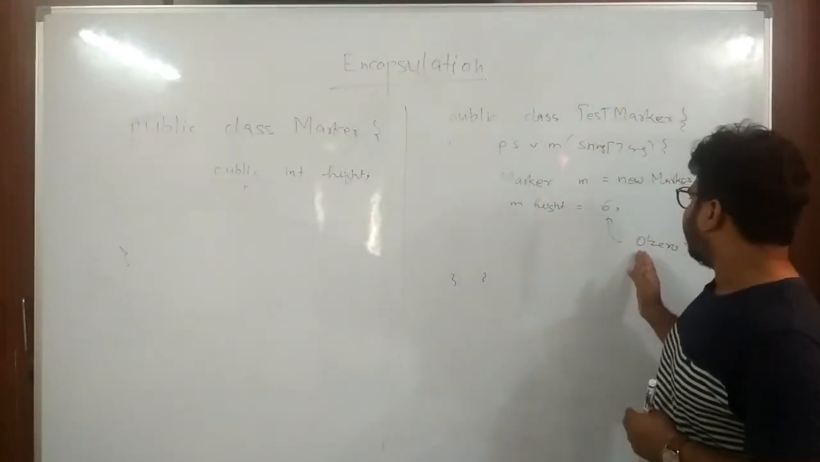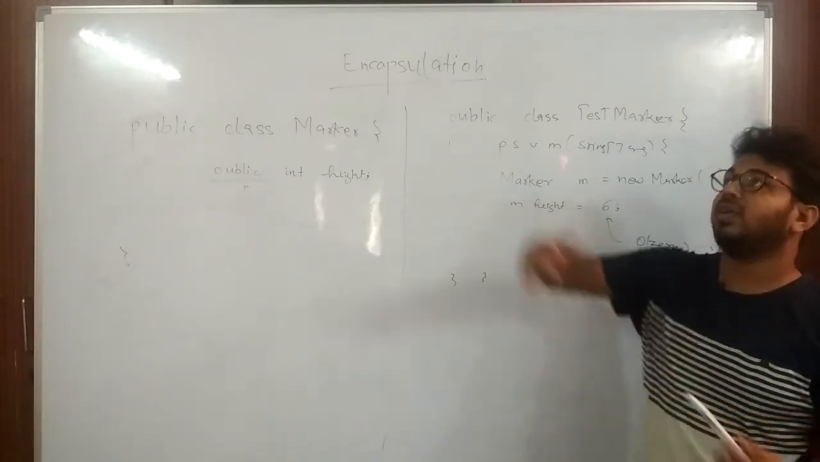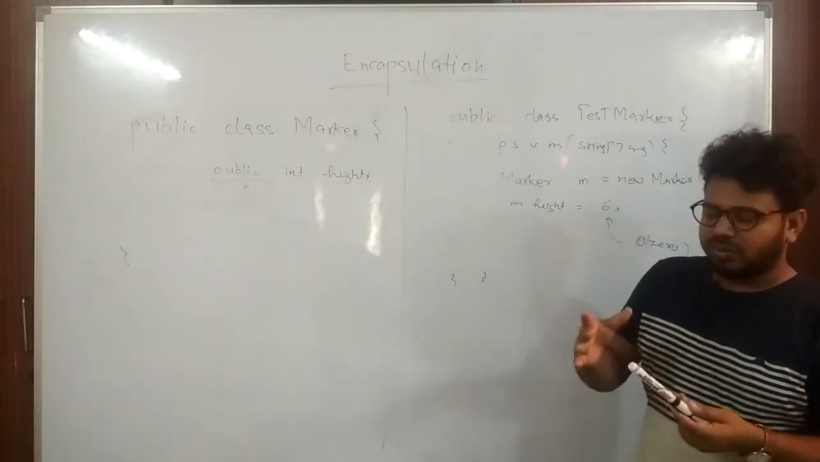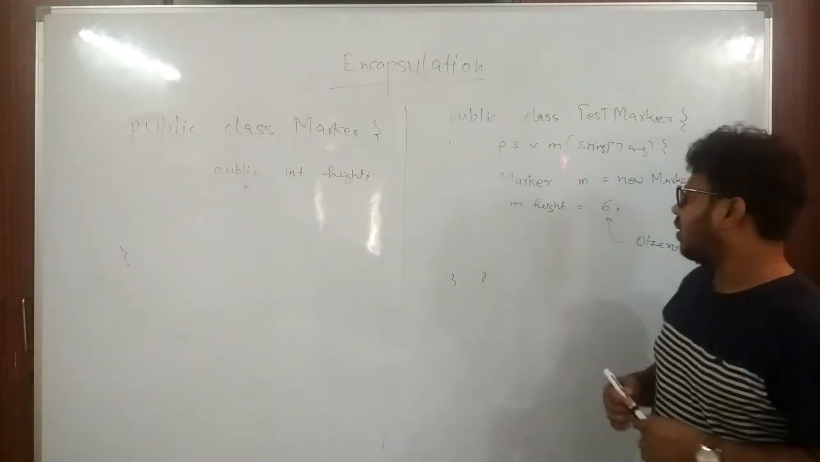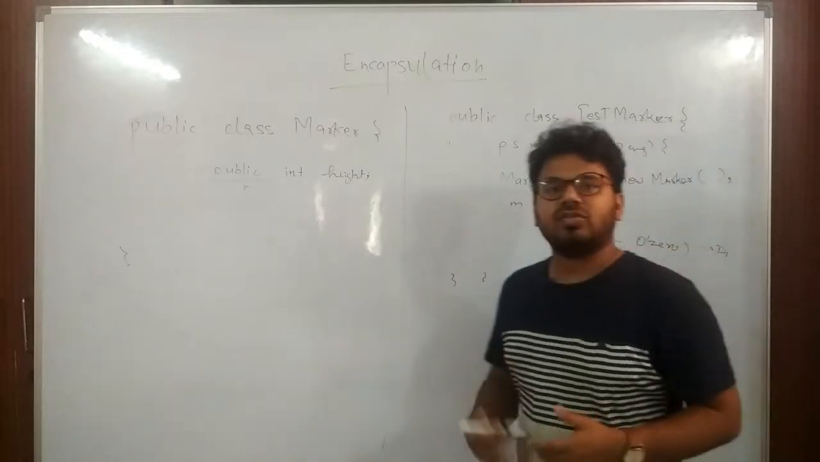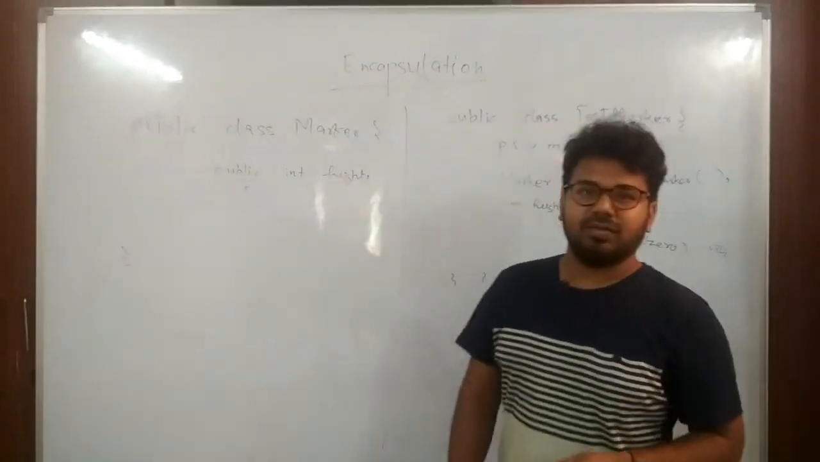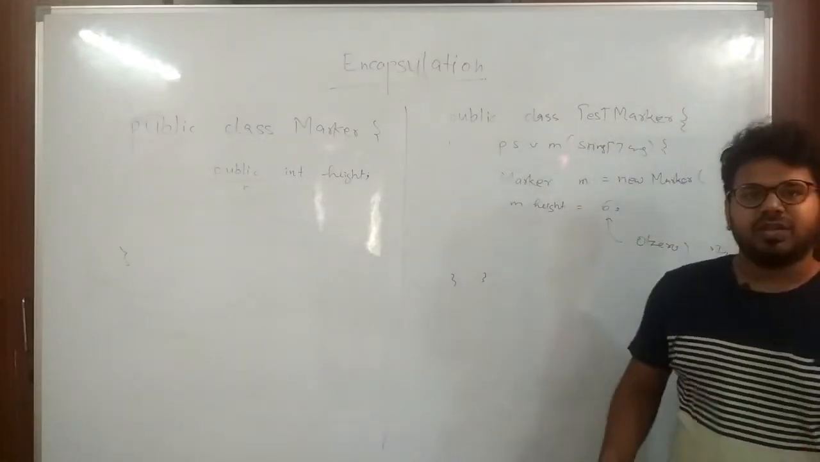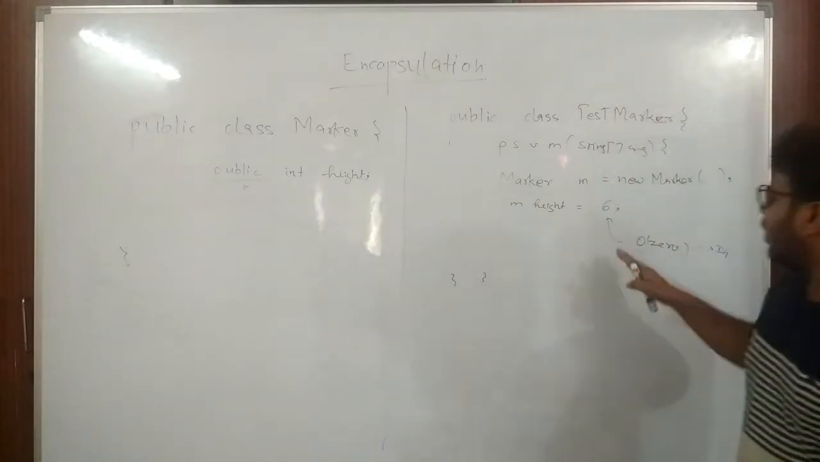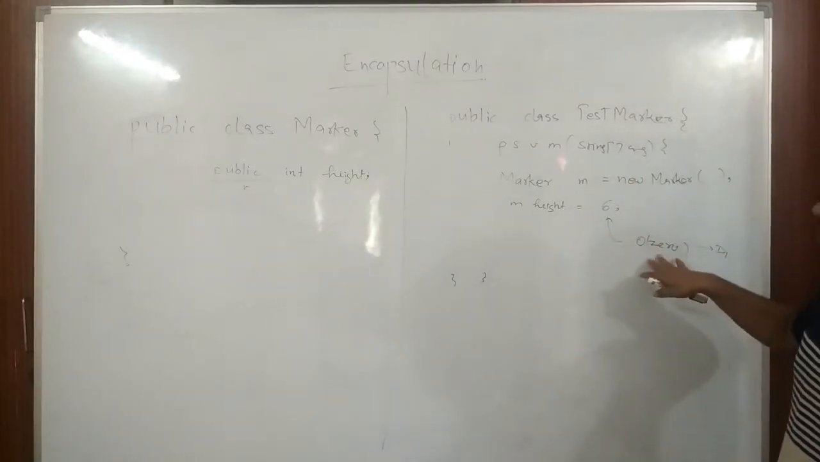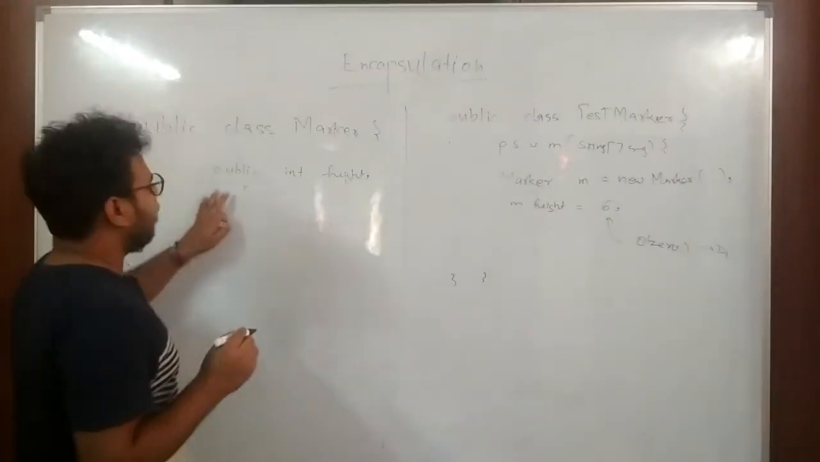How can we restrict that the height of this marker should not be less than 6 inches, and it should not be so long that we cannot write? Suppose its height should be from 6 to 8 inches, that is a considerable height for a marker. Then there is a concept in Java called setter and getter methods. These methods are mainly to avoid such mistakes made by Java developers.